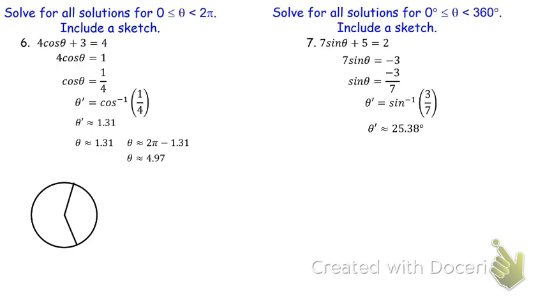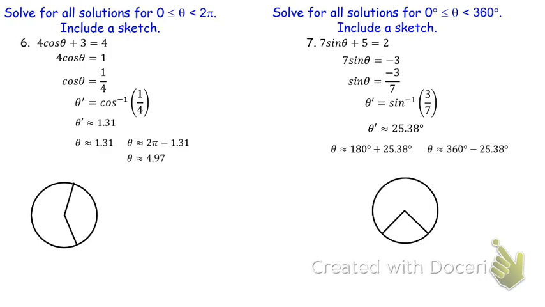Sine is negative in 2 places, that is quadrants 3 and 4. In quadrant 3, you're more than 180. The amount you're going to be more than 180 is our theta prime, 25.38 degrees. So to find the first solution, we're going to say that theta is 180 plus 25.38 degrees, or in quadrant 4, we're going to be short of 360, which means we're 360 minus the 25.38 degrees.